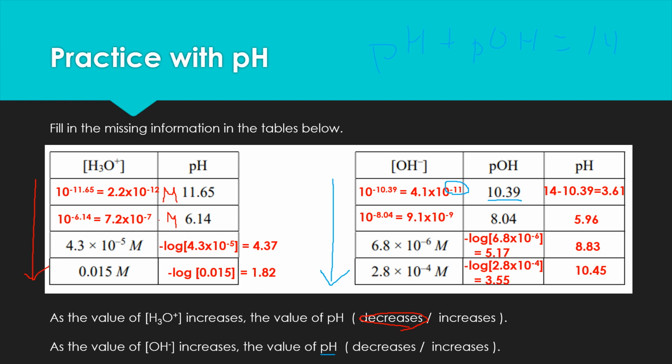So we can see as our pOH goes up, our pH increases, right? We get bigger and bigger pH values. Hydrogen and hydroxide are opposites of each other, and so those scales are opposite of each other.